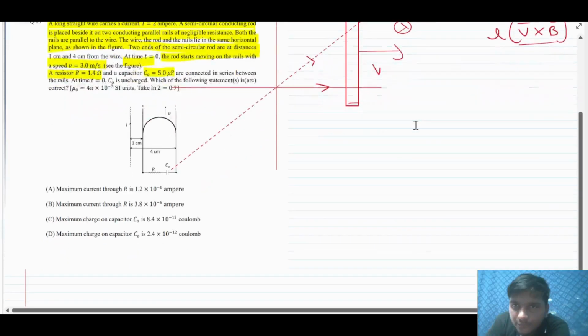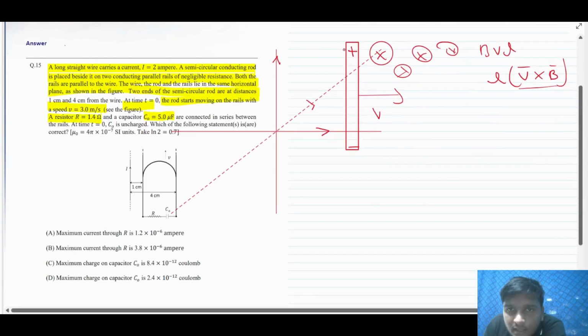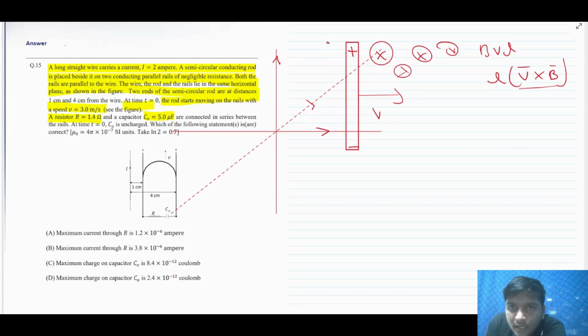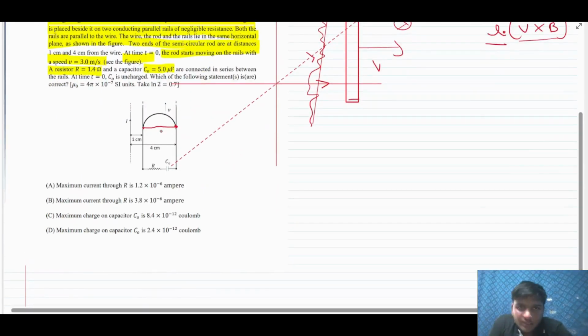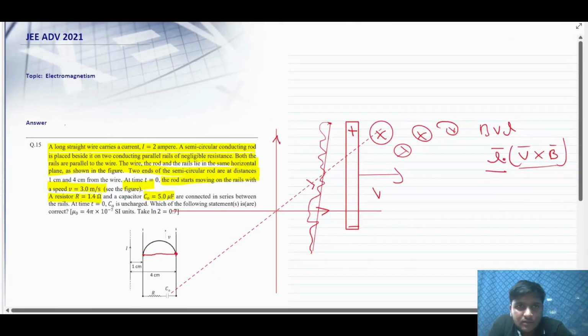And the very unique part of this concept is that it doesn't matter whatever is the shape of the rod and whatever is the length of the rod. It only matters what is the vectorial length. If suppose the rod is something like that, or like that also, but if we join its two endpoints with a straight line, only this length matters here, okay? So similarly, if we have a semicircular rod, only its diameter matters. So what we take is a vectorial length, something like L dot V cross B, okay? Now let's start solving the question. I can clear all this.